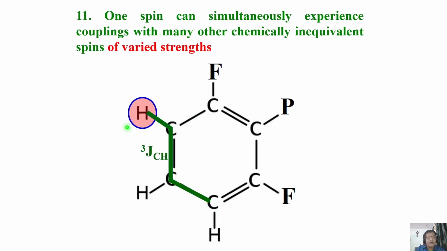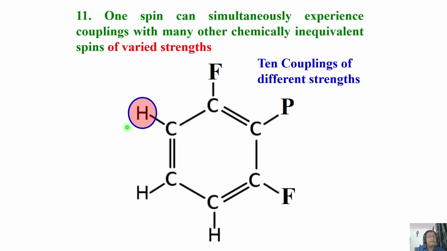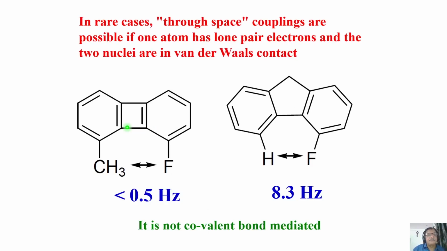I will again show you one by one. Remember, 1 bond, 2 bond, 3 bonds, 4 bond, 4 bond, 5 bond, this 3 bond. 10 couplings you can get. Maybe I would have missed one or two. But my idea was to tell you that one spin can simultaneously experience coupling with many other chemically inequivalent spins. So far I was telling you a covalent bond is a must to see the coupling.